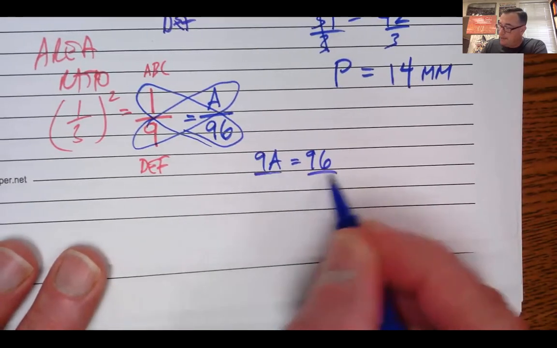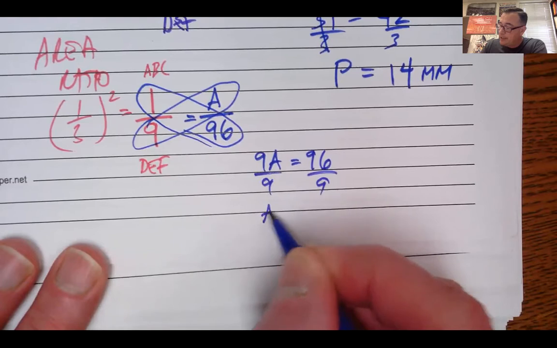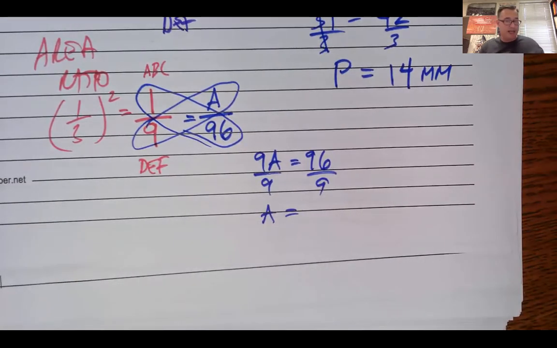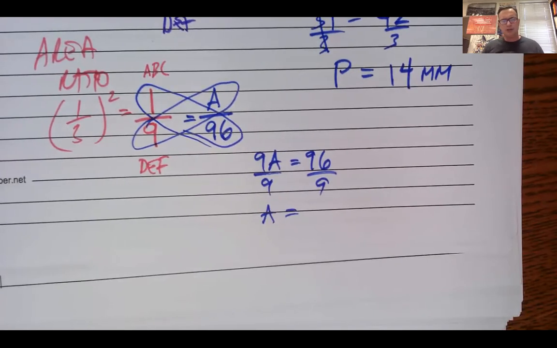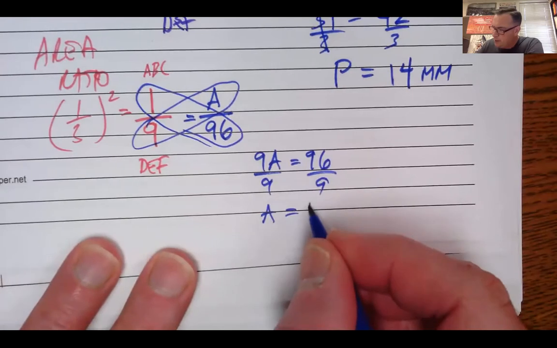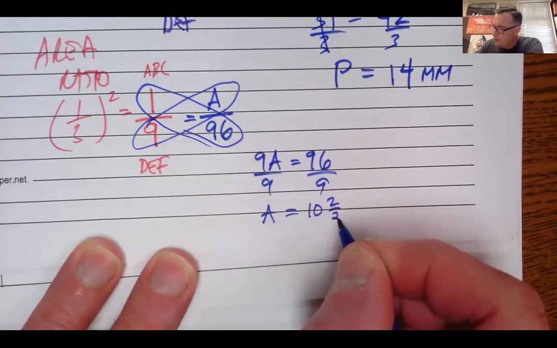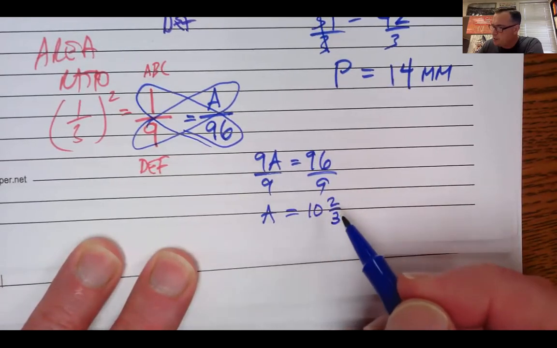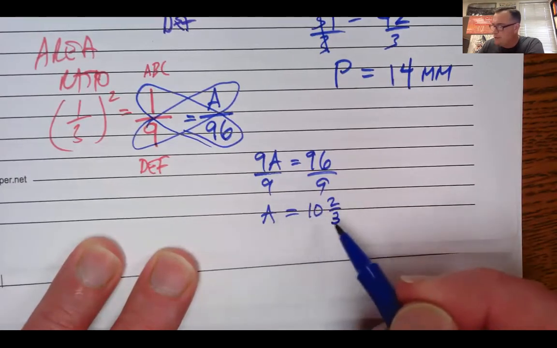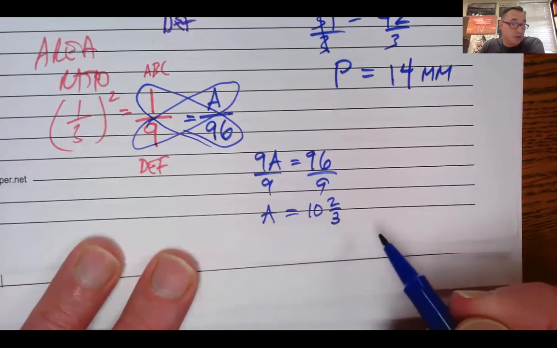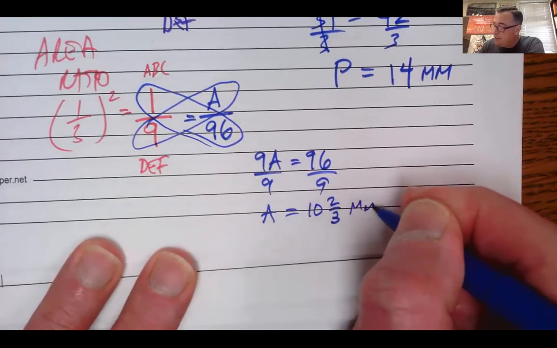Divide both sides by 9. And I'm going to get that the area of the smaller one is equal to 96 over 9, which is going to be a fraction. If I'm remembering correctly, it is going to be 10 2/3. Is that 96 divided by 9? Yeah, I think that's right. Okay, 10 2/3 is what I'm going to be getting for this one, or 10.6 repeating. And that is millimeters squared.